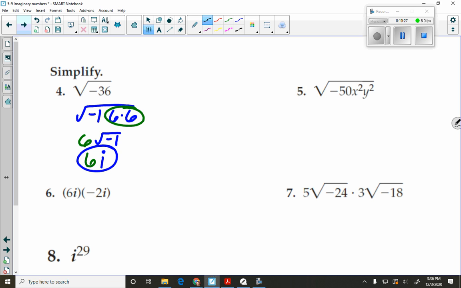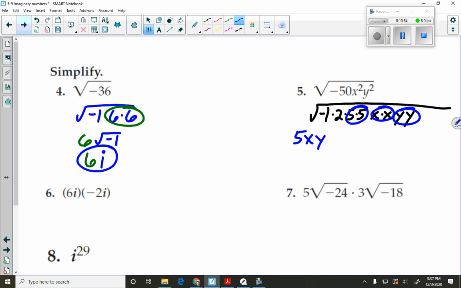All right, number 5. Let's take a look at this guy. Again, break it into pieces. The square root of, where's my primes? I got a negative 1. What makes 50? 2 times 5 is 10, times 5 is 50. Okay, then I got an x times x and a y times y. Now, find your pairs. 5s, x's, y's. That's it. But you can take out a negative 1 on its own if you call it an i. So then what's left inside that square root is just the 2. And believe it or not, that's your answer.